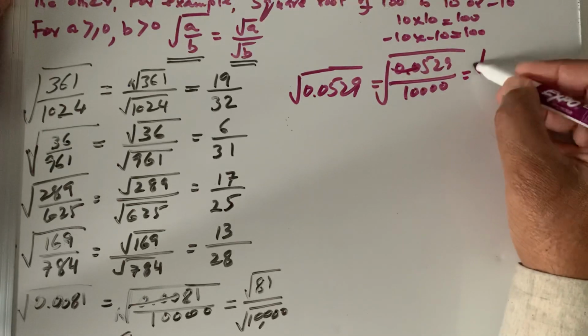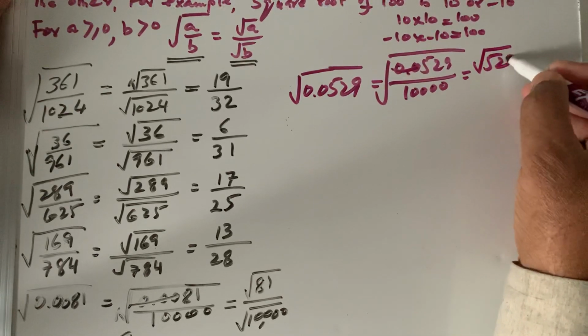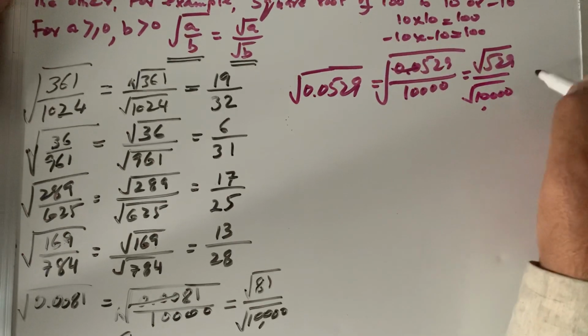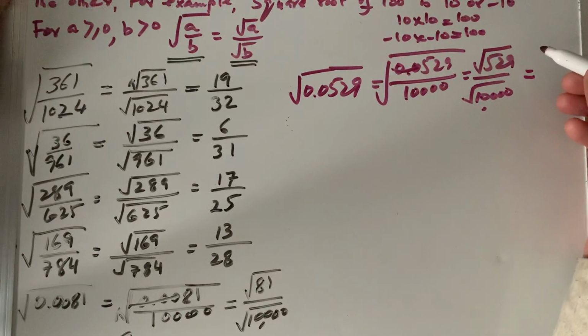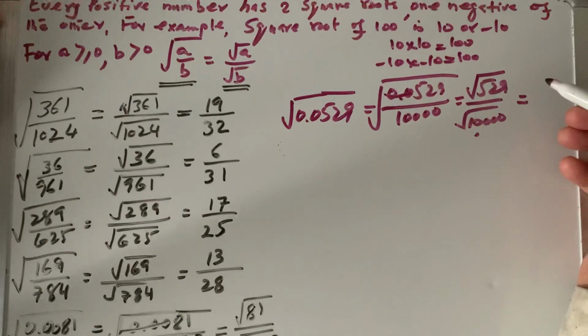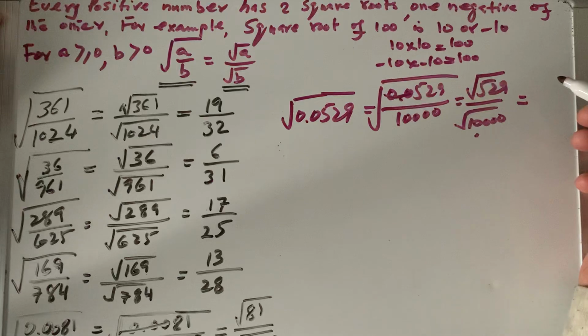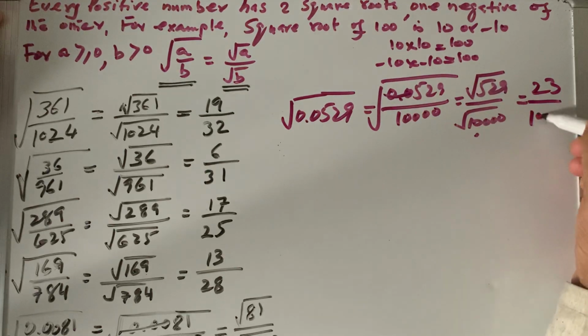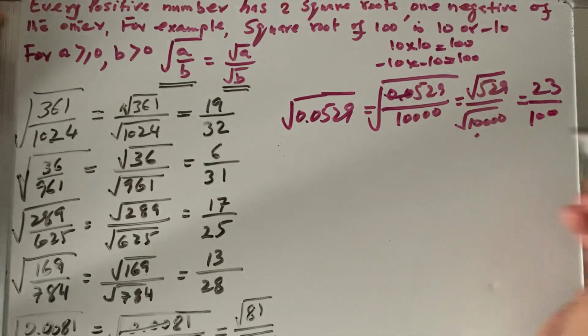Now my equation is reduced to square root of 529 divided by square root of 10,000. Right? And the square root of 529 is 23, divided by 100, right? So this is how you can proceed.